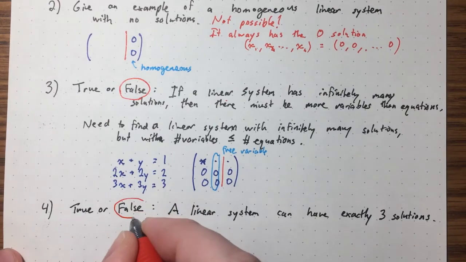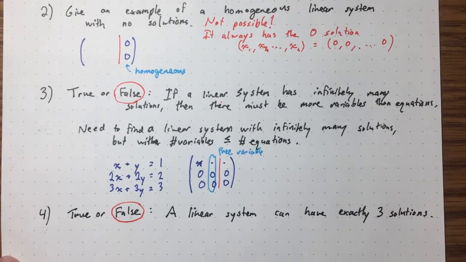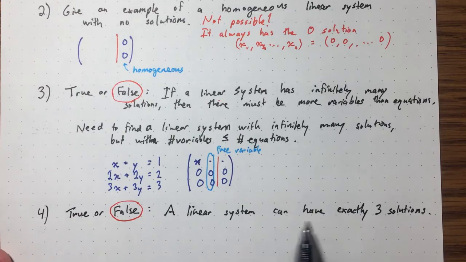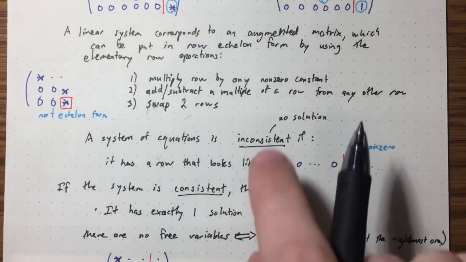Well, this one's also false. Why is it false though? Why can't we have a linear system with exactly 3 solutions? Again, this seems like a very broad statement, and in the first lecture you might have thought, well, this is going to be pretty hard to prove. But we have all the tools to do it, right? So let's just think through this logic.